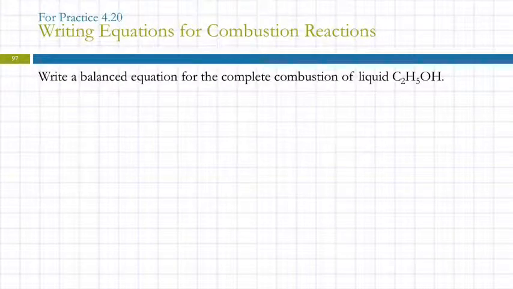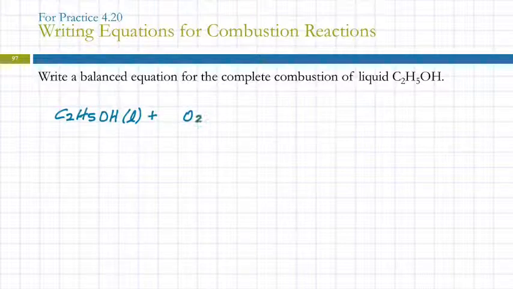So let's look at this example. Write a balanced equation for the complete combustion of liquid C2H5OH. This is ethanol. So that is our first reactant, so we'll write that down, C2H5OH. We're told it's a liquid, so we'll put that state symbol in there. If this is combustion, what's the other reactant? Oxygen. Oxygen is a diatomic element, and so it's O2, and at regular temperatures, it's going to be in the gas state.